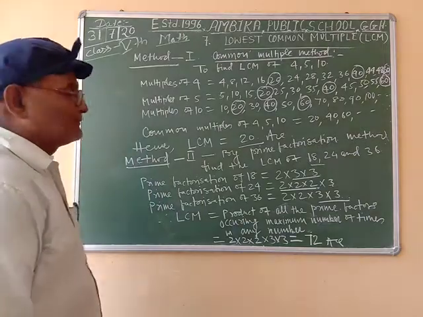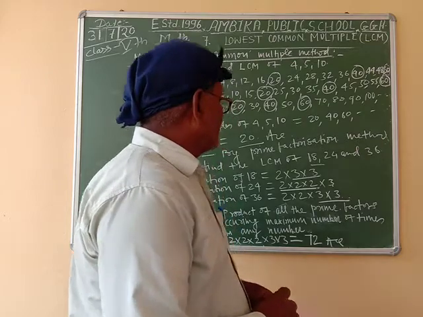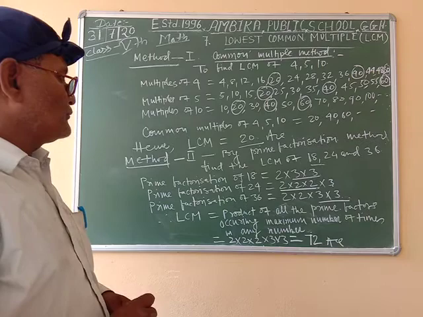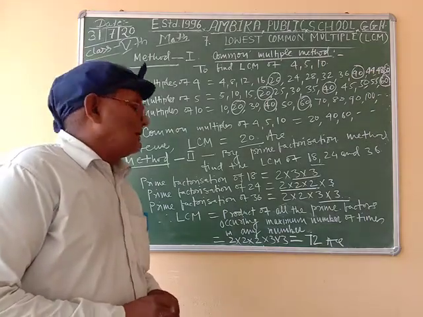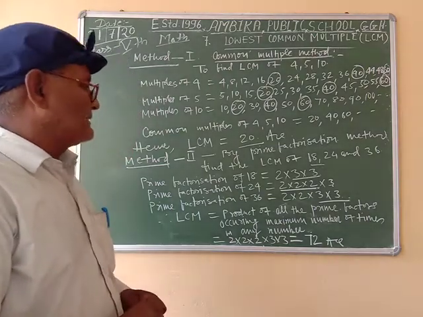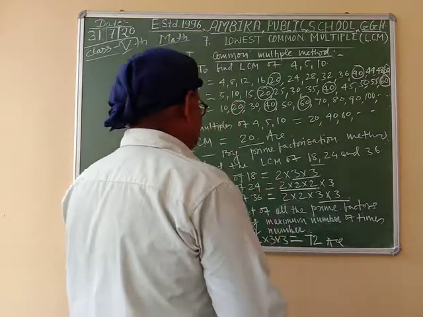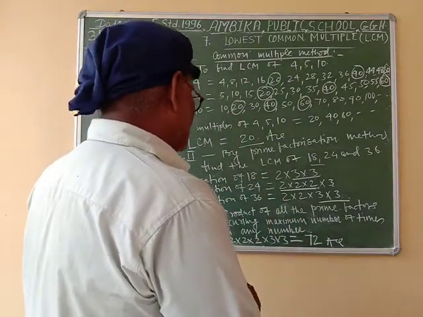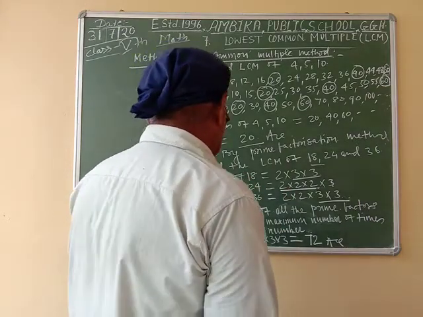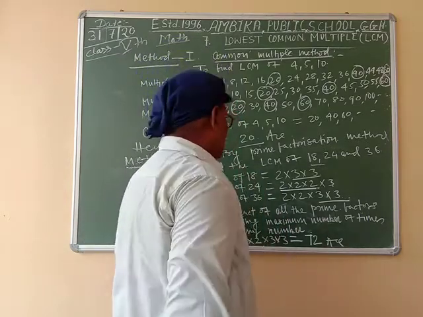According to method 2, if you are given 3 numbers and you have to find the LCM by the prime factorization method, first of all we write the factors of the given numbers as their product, and after that the product of all the prime factors occurring the maximum number of times in any number.